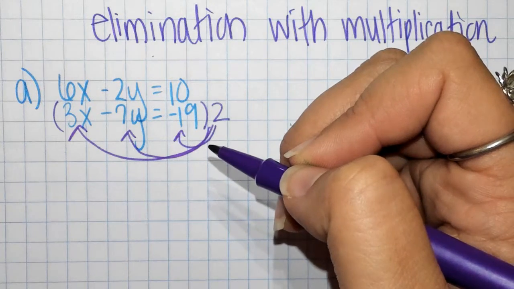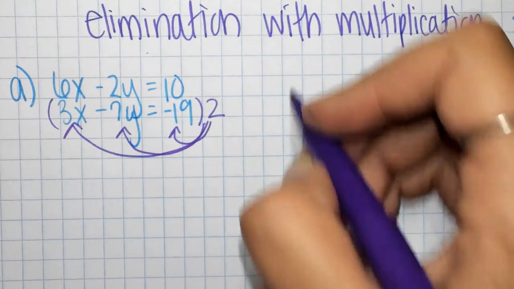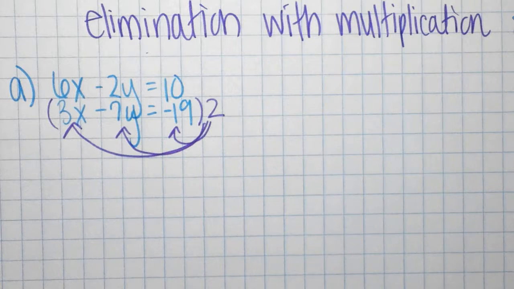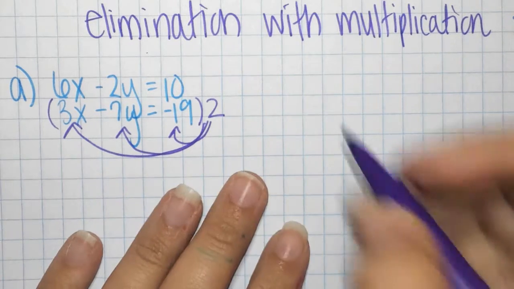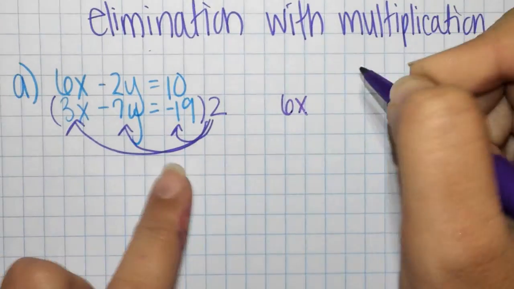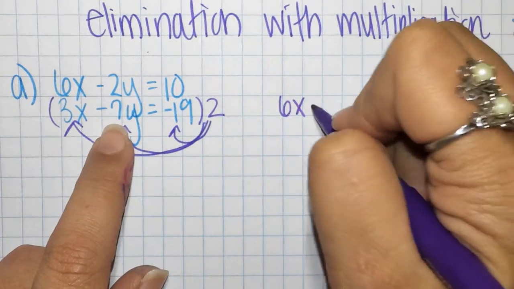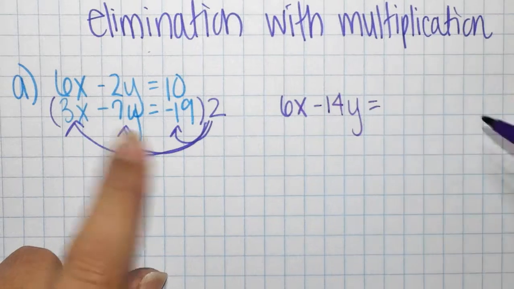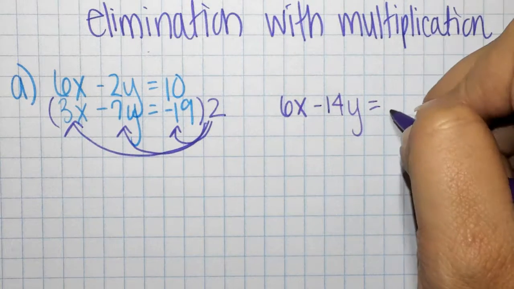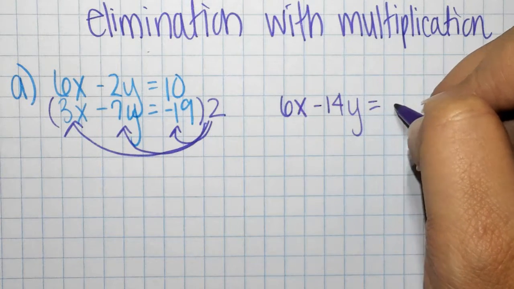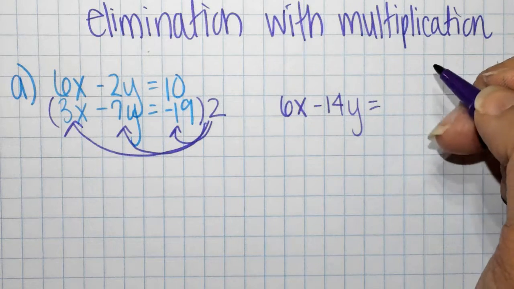All right, what's 2 times 3x? 6x. What's 2 times negative 7y? 14. And 2 times negative 19? I got that right too. Rebecca, what's 2 times negative 19?